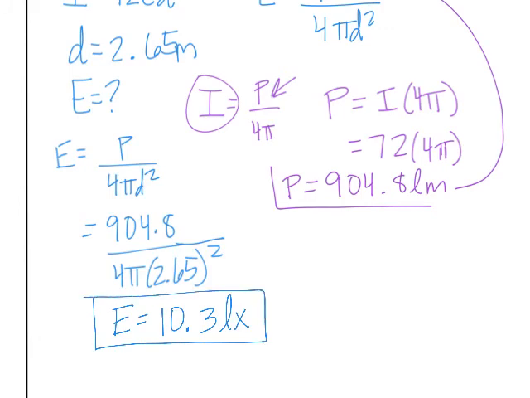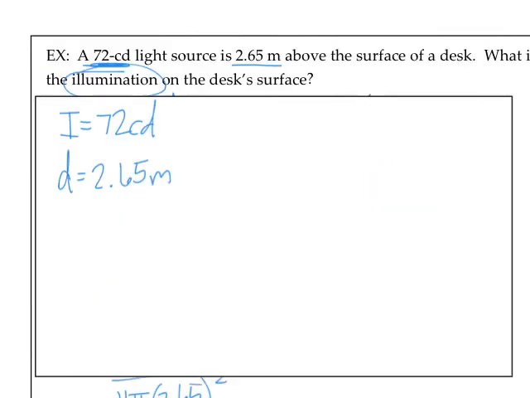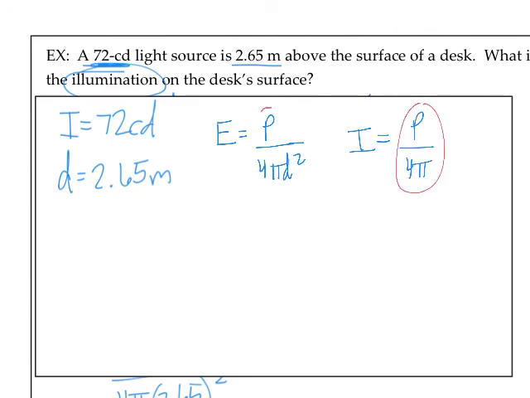Now let's look at a different way we could have solved this problem. So I have my givens. Now let's look at our 2 formulas. I've got illumination is P over 4 pi d squared, and I also know that intensity is P over 4 pi. Now let's take this idea of P over 4 pi and look right here in the illumination formula. That's the same thing. I can make a substitution and say that illumination is also equal to the intensity over d squared. So this is just a little shortcut for you if you didn't want to take 2 steps.